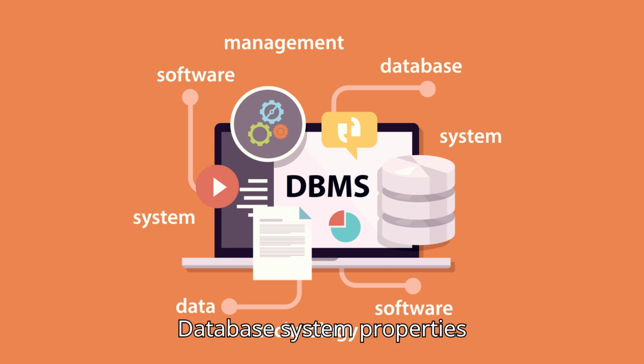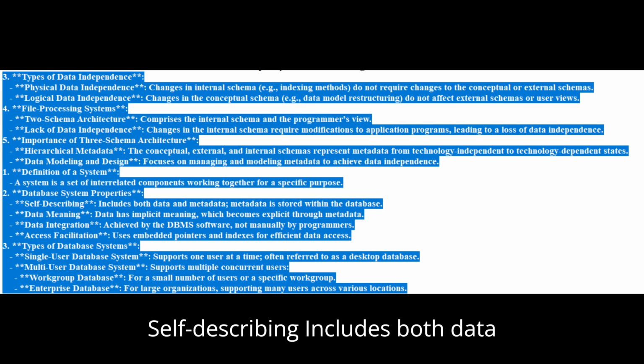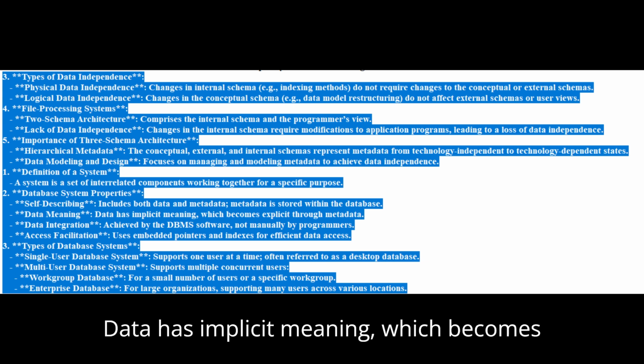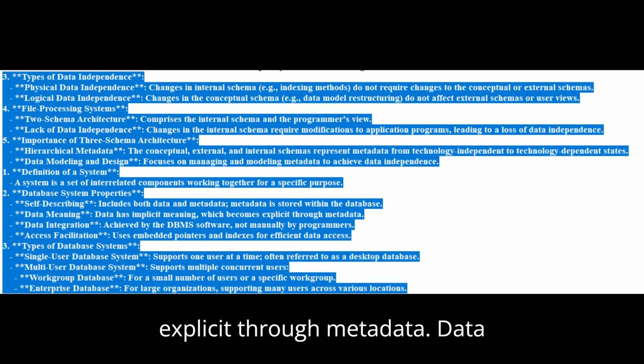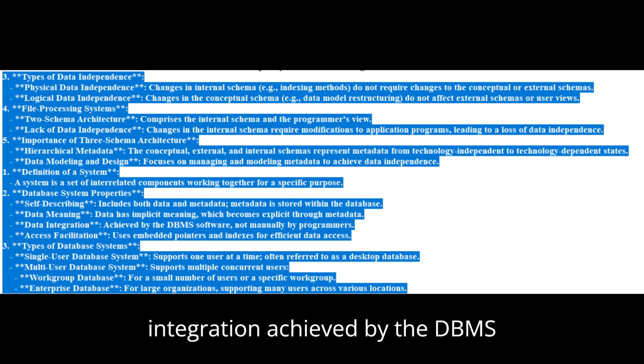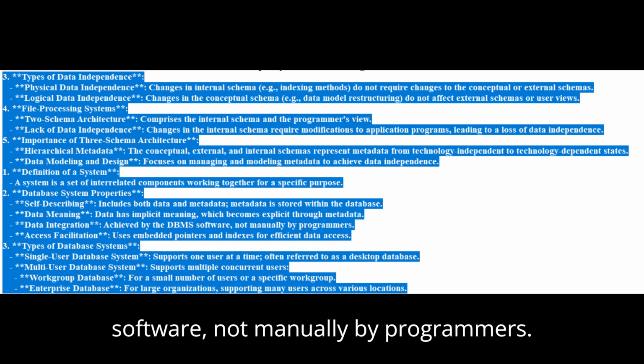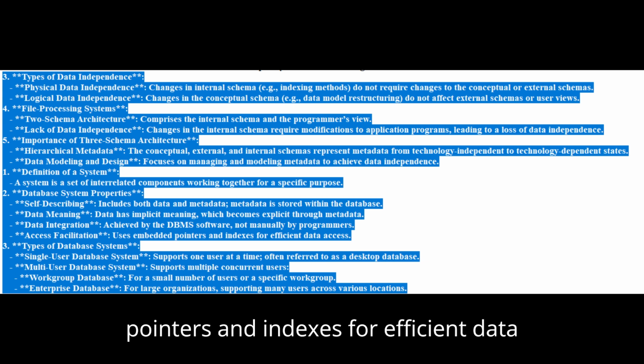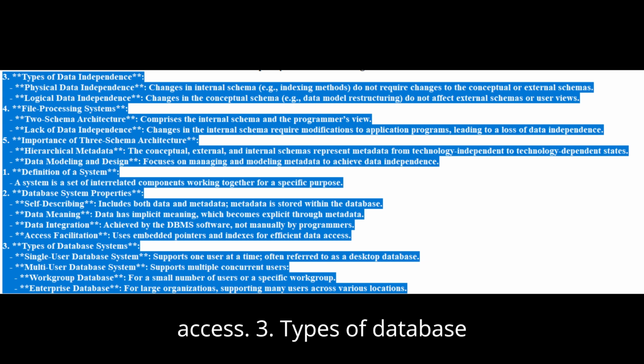2. Database system properties. Self-describing: includes both data and metadata. Metadata is stored within the database. Data meaning: data has implicit meaning, which becomes explicit through metadata. Data integration: achieved by the DBMS software, not manually by programmers. Access facilitation: uses embedded pointers and indexes for efficient data access.